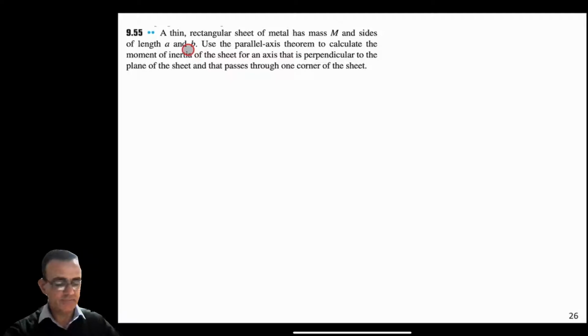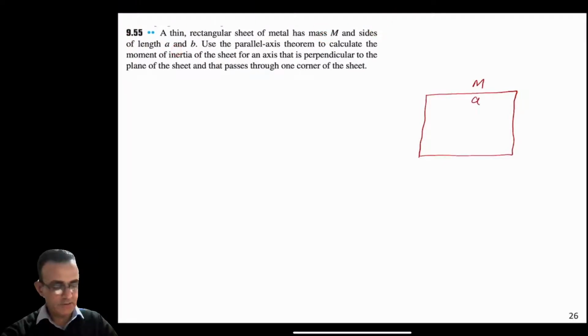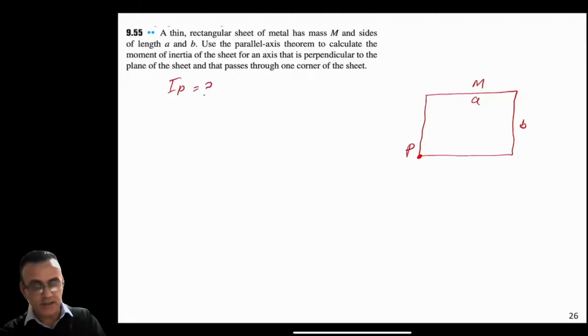So if you consider a thin sheet metal rectangular plate that has a mass m, so the mass is given, and the sides have lengths a and b, use the parallel axis theorem to calculate the moment of inertia of the sheet for an axis that is perpendicular to the plane of the sheet and that passes through one corner of the sheet. In this case, you need to calculate the moment of inertia about this point P. So you can say that IP is unknown here.